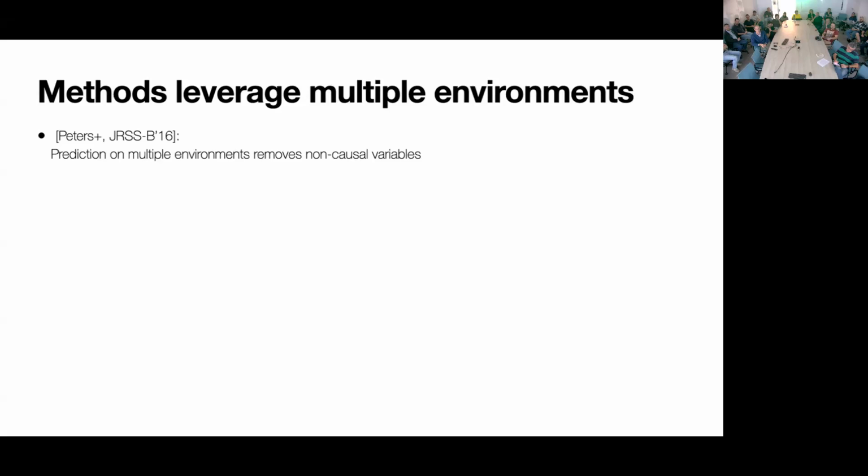So the seminal work that opened up this research on causality and machine learning, even more broadly, is a paper by Peters et al. And the crux of it is showing that prediction on multiple environments can remove non-causal variables and even allow us to do exact causal inference if we get to see multiple environments. So this works in a very simplified case.